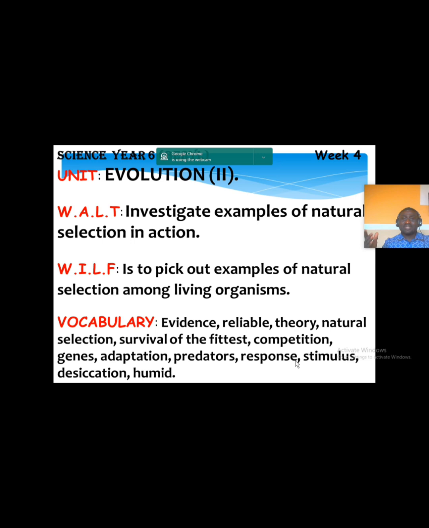We are learning to investigate examples of natural selection in action. We are looking at natural selection in the environment. What I'm looking for is to pick out examples of natural selection among living organisms. So I'll be randomly selecting some organisms that lived millions of years ago to explain what we mean by natural selection. Before we go on, I would like you to go through these vocabulary words in your spare time using your dictionary or an online search to help you understand more.